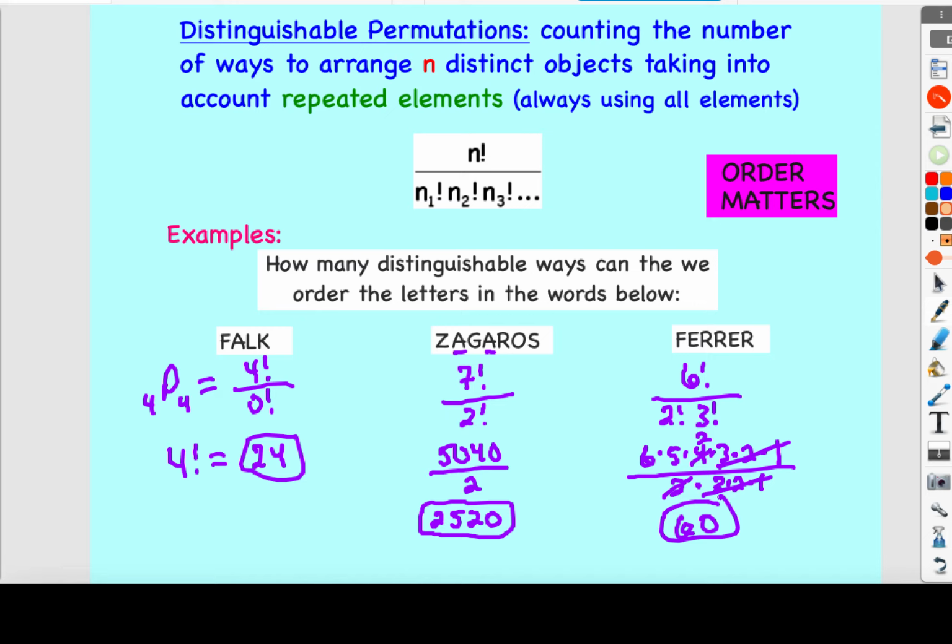That's a distinguishable permutation. The number of letters on the top, factorial, right, all the ways we can order those, but then we have to divide away all the ways that we can't tell the difference, right? If we start switching letters and we don't know the difference, those are repeated elements, then we've got to divide away those options. They're not distinguishable. They're not different from the original.